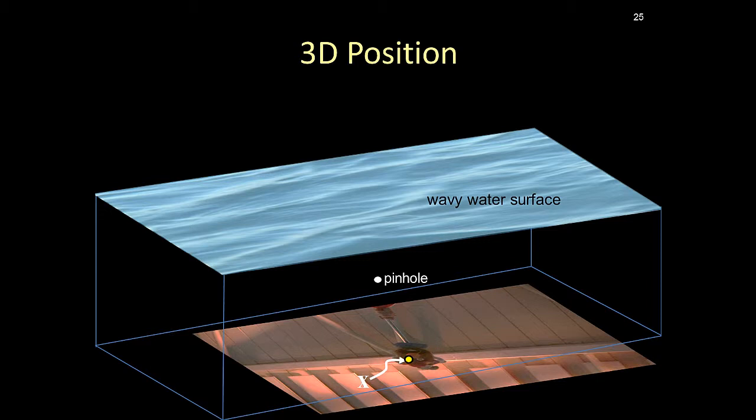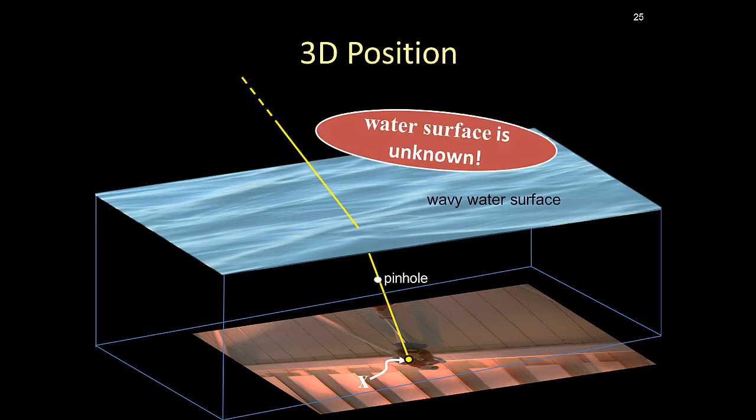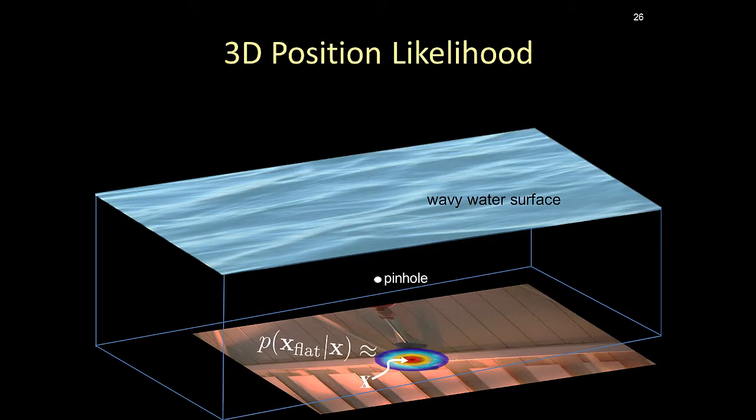Now, this is our image plane. We have only the pixel x. If I knew the water surface, I would back project. But I don't know the water surface, so I do something that is probabilistic. Given the pixel x, we know that the flat pixel is nearby with this probability.